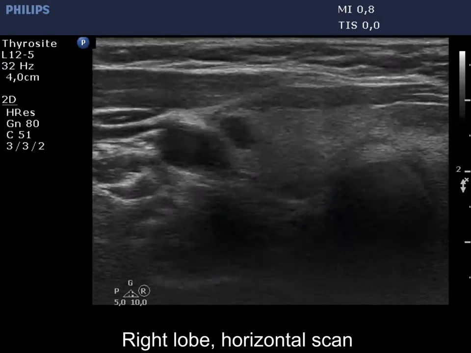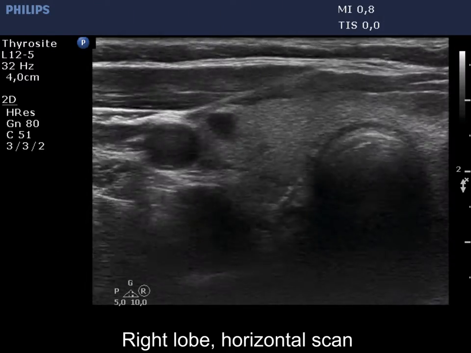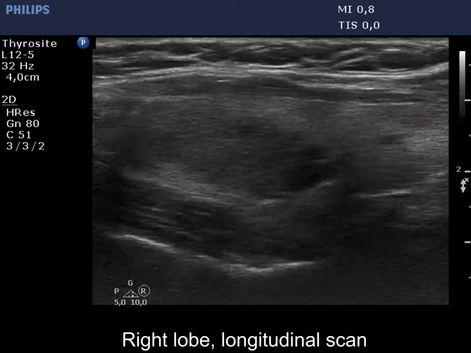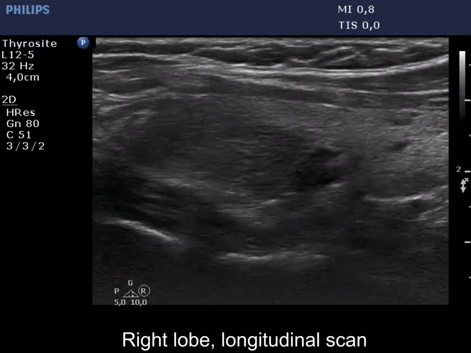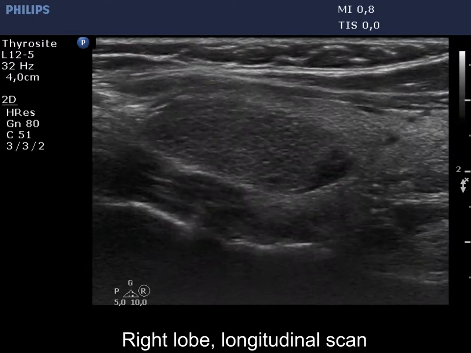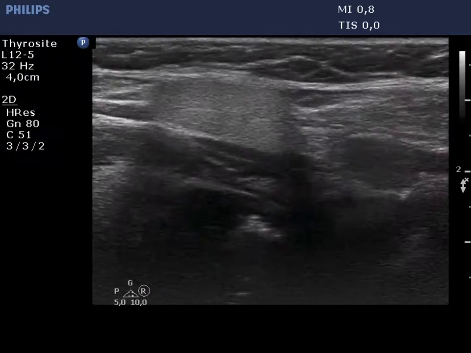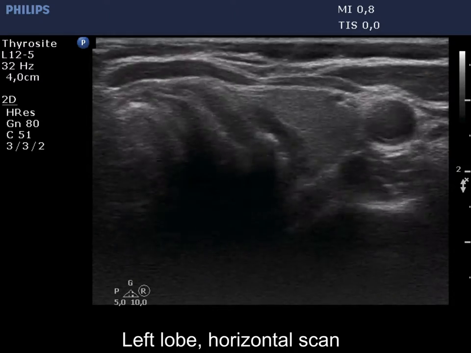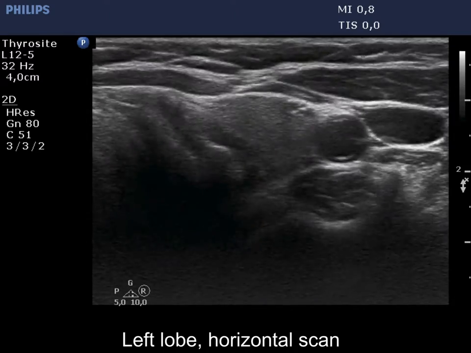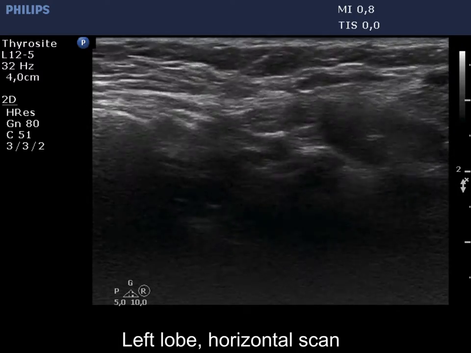The thyroid is euchoic normal. There are multiple, deeply and moderately hypoechoic discrete lesions within. The largest one in the right lobe is in the upper pole and is inhomogeneous. The left lobe has a similar presentation. Most discrete lesions have blurred and occasionally irregular borders.